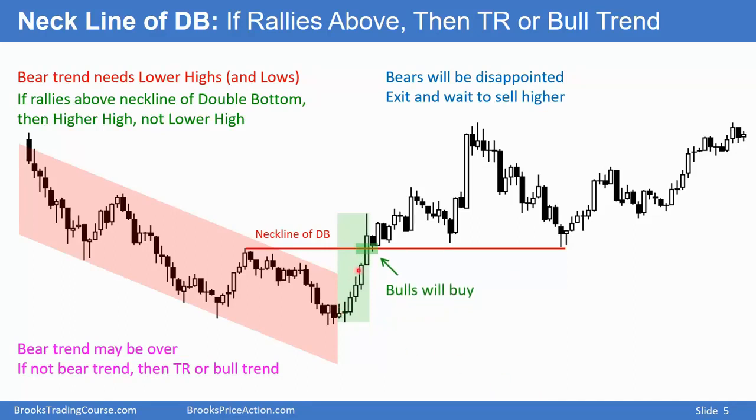The bulls see the strong rally, and they see the market breaking above the neckline of the double bottom. The bulls will buy on a stop just above this high, expecting a measured move up, and at least 2 legs up. 1 pullback 2, or 1 pullback 2. Minimum target, a measured move based upon the height of the double bottom.